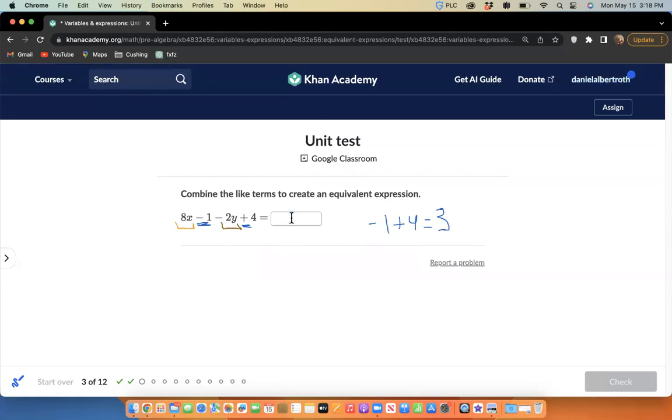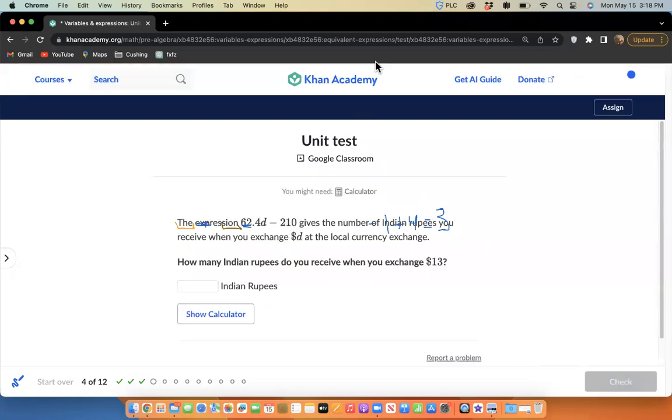So all I can do to simplify this is I can combine the negative 1 and the 4 to give me 3. So all I can do to simplify, like I said, I'm going to have 8x. I'm going to have minus 2y. We've agreed on that. Those can't combine. And the negative 1 and the positive 4 come together to a plus 3. So that's all the simplifying I can do here to combine like terms. My x's are together, my y's are together, my constants are together as well.